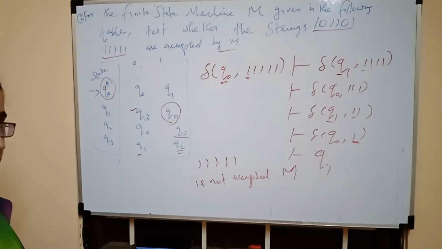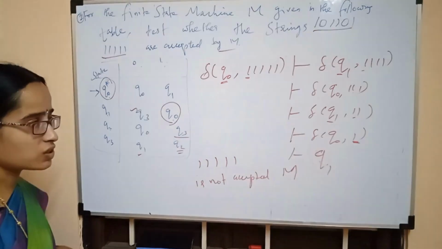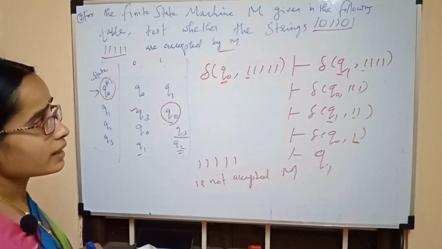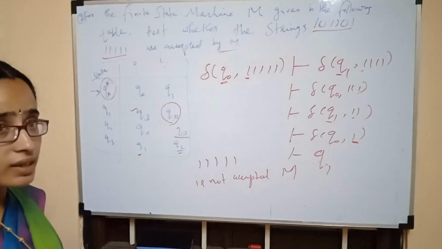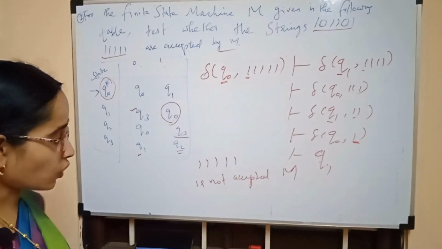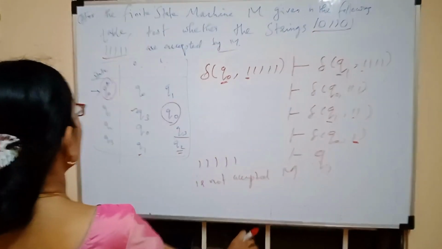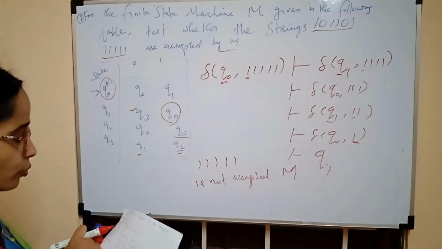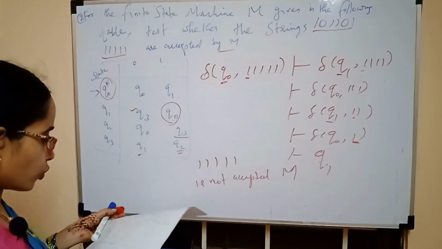When you are reaching a particular state, you have to check whether it is a final state, an initial state, or some other intermediate state. If it is a final state, you will say it is accepted. If it is not a final state, you will say it is not accepted by the given automata. Okay, I hope you understood these two problems.